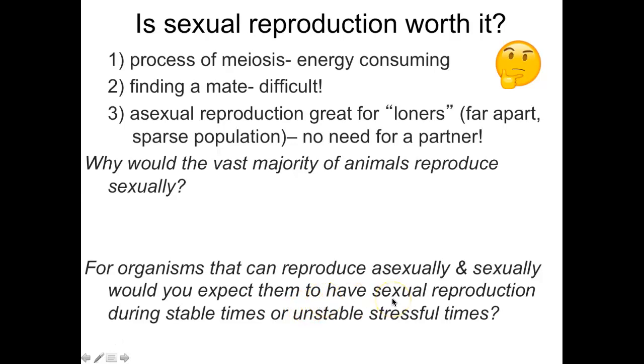When would you expect them to have sexual reproduction? Stable or unstable times? It turns out a lot of people say stable times because it's costly energetically, and you have to find a mate, but actually it's unstable, stressful times. If the environment is bad and stressful, and you might not be able to survive it, then wouldn't it be good to have offspring that are different than you so that maybe they can survive the stress if you don't? If you made a clone and you're stressed out, then your clone's going to be stressed out, and that's not good for the population. So anyways, just some things to think about.